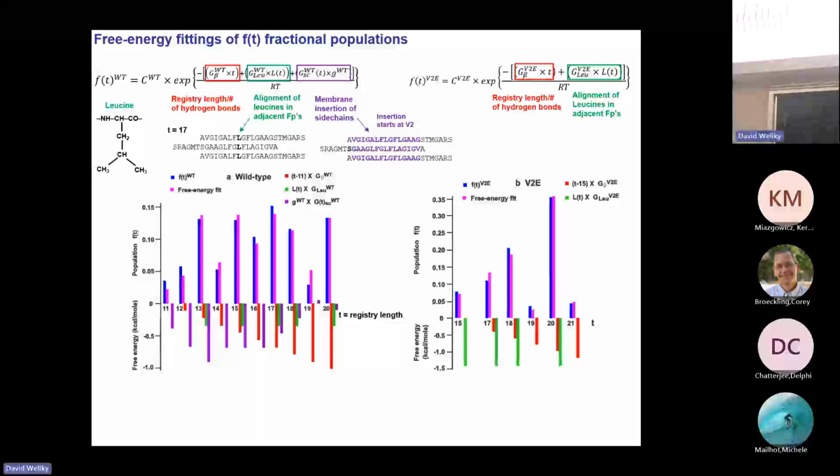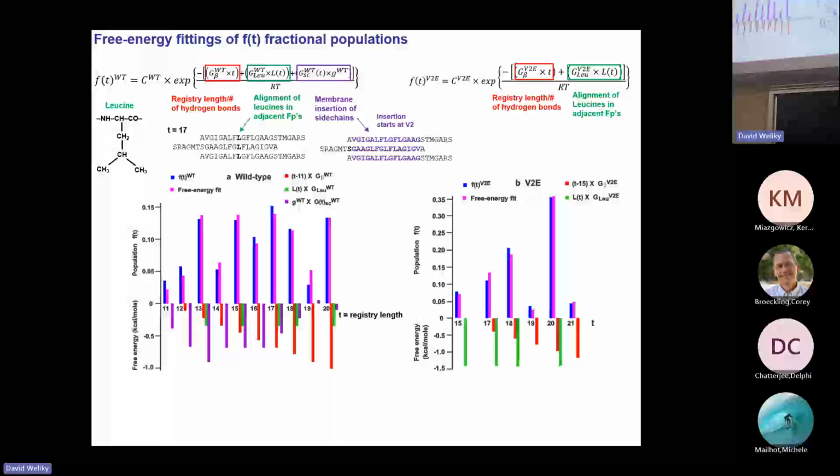The V2E data was fitted by a similar function. The only thing that wasn't needed, or when I included it in the fit always gave zero contribution, is the membrane insertion. So for V2E, we only have beta sheet length and leucine alignment contributions. This is completely consistent with other data from our lab that V2E is much more on the surface of the membrane than wild type, which is quite deeply membrane inserted.